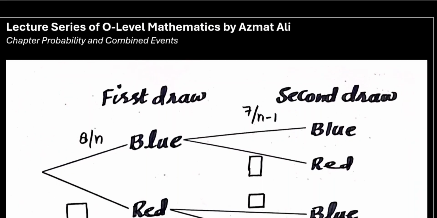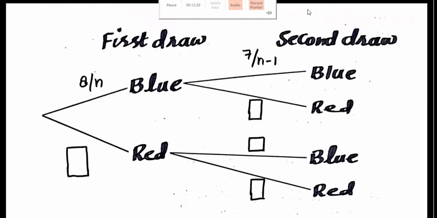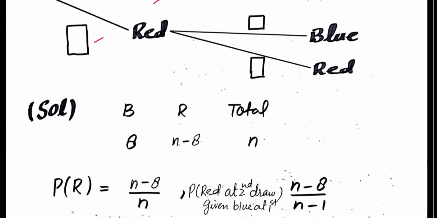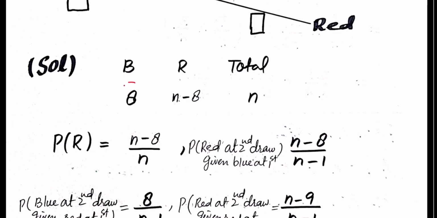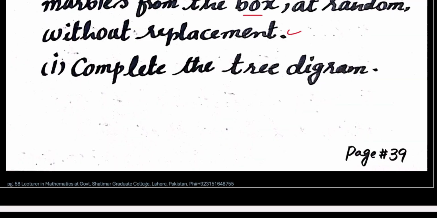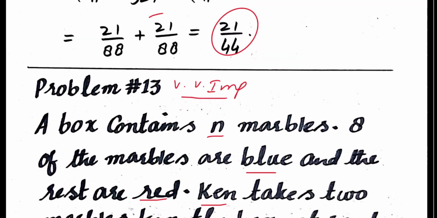Complete the tree diagram. We are given a tree diagram and we have to complete it. At the first row, we have two colors, blue and red. So the probability of blue is 8 by n, and we have to complete this tree diagram. We have blue. 8 marbles are blue. These are the marbles.